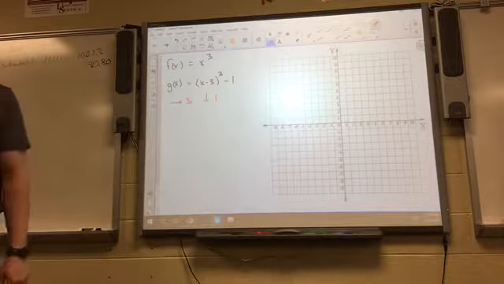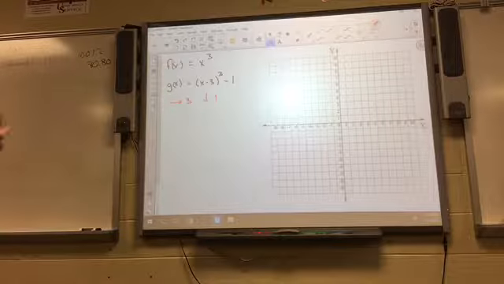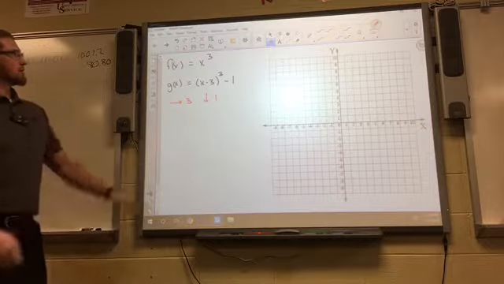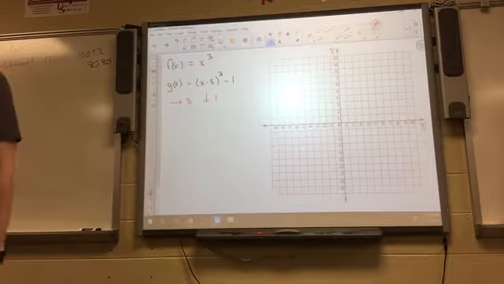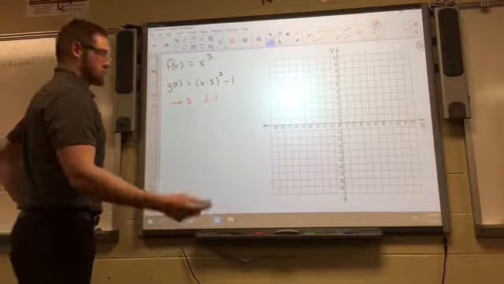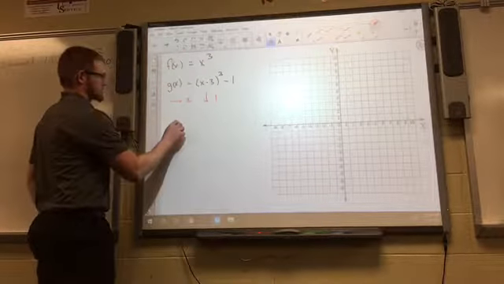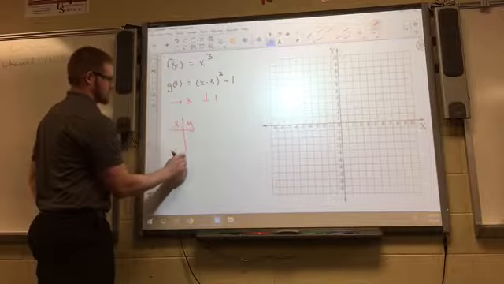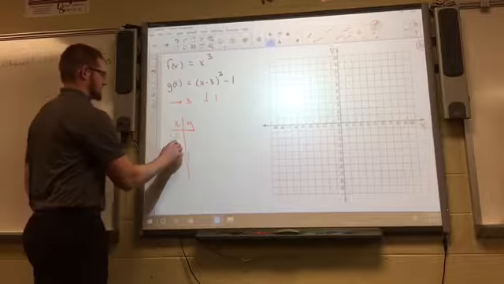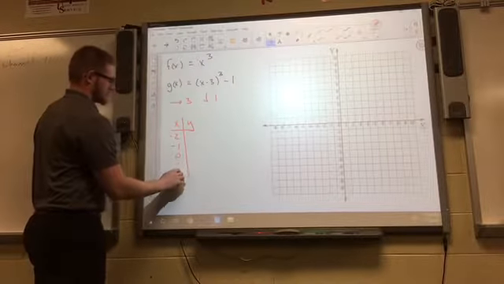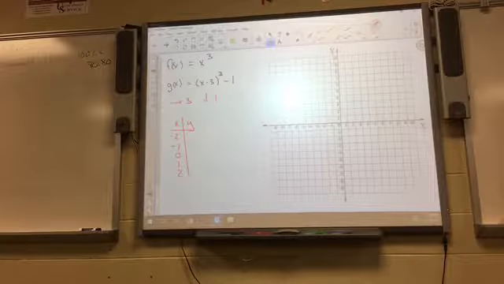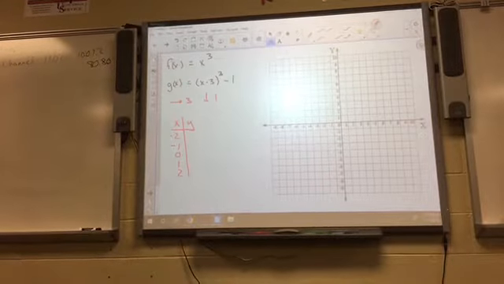All right, so the next part, now that we've described our transformation, we know it went right 3 units and down 1. They want us to graph both of these. How do you graph something like that? We're just going to plug in some points. We're going to make our XY chart. What points did we always pick here? Negative 2, negative 1, 0. Good. Negative 2, negative 1, 0, 1, 2. Those are just the easy ones. Before break, we talked about sometimes you might have to go back and pick more numbers, right?